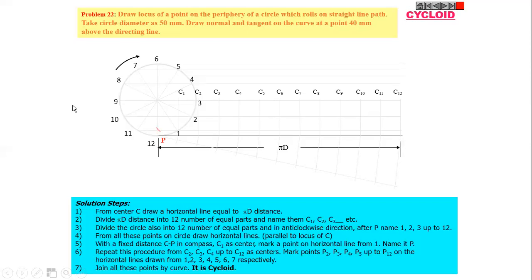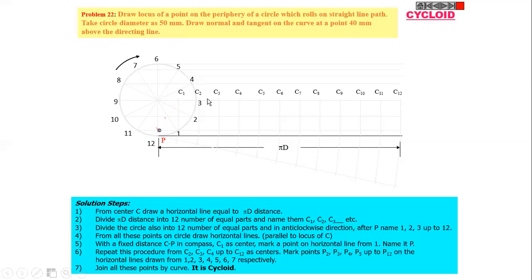Then next, take C to P as a radius in a compass. C1 as a center, cut the first line. Where is the first line? First construction line. The 11 and 1 point is on the same line. So cut, with C1 as a center, taking radius equal to C to P, or the radius of a circle, that is 25 mm. C1 as a center and cut the first line. This is my first point.